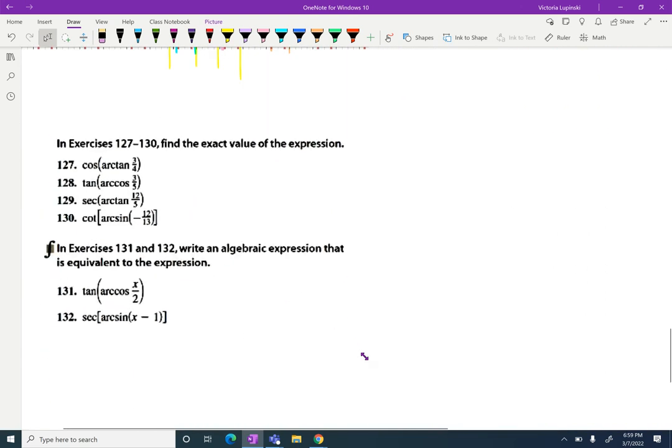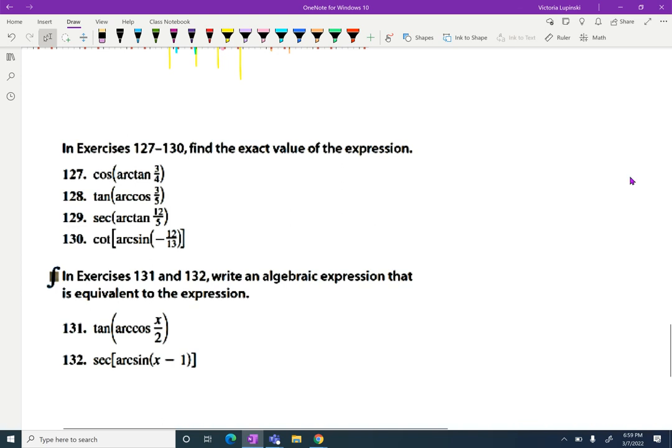So I think we did a number one in class. And again, someone specifically had asked about the variables. So let me go ahead and do 131, for example. If I'm going to do 131, you're going to use U substitution, and then you're going to go ahead and solve for the expression.